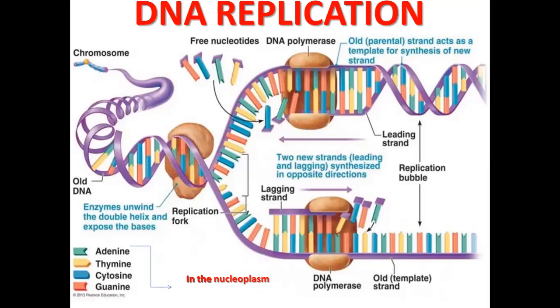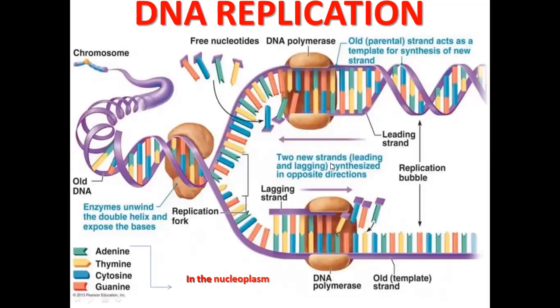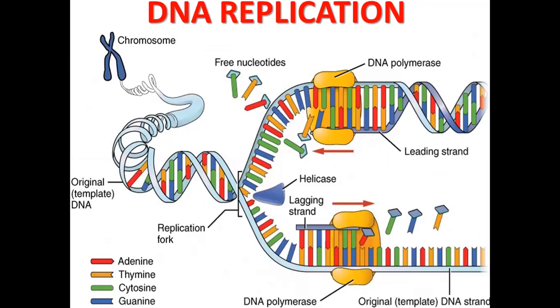So this is a detailed diagram showing all the steps. See, this is the replication fork. Then enzymes unwind the double helix and expose the bases. That is the work of the helicases. This is the helicase enzyme. This is the DNA polymerase enzyme, isn't it? So all this we have learned. Okay, this is all the same thing. Helicases, leading strand. You draw any one diagram in your notebook.